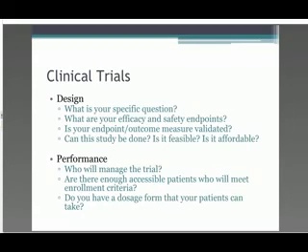For performance, who will manage the trial? Are there enough accessible patients who will meet your enrollment criteria? Sometimes when people develop trials, the inclusion-exclusion criteria are very stringent, and so you wind up excluding pretty much everybody who would possibly be enrolled. For example, if you're looking at a trial of pain and every child is taken out because they can't get Tylenol or ibuprofen, you pretty much eliminate the patients that would be available. And I'm a pediatrician and a pharmacist, so this is my issue: do you have a dosage form that your patients can take? And this is frequently a problem in children.